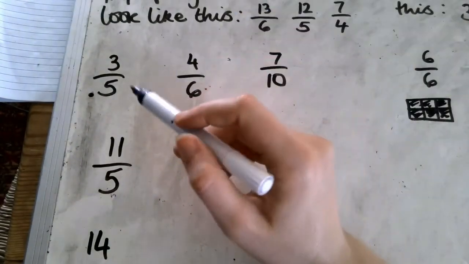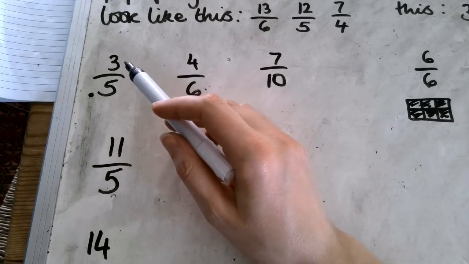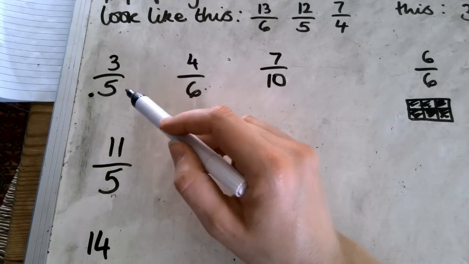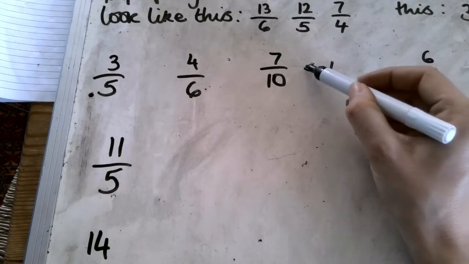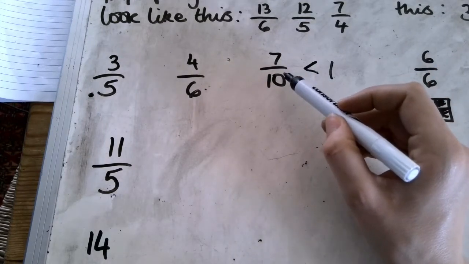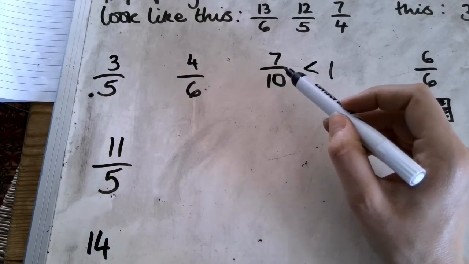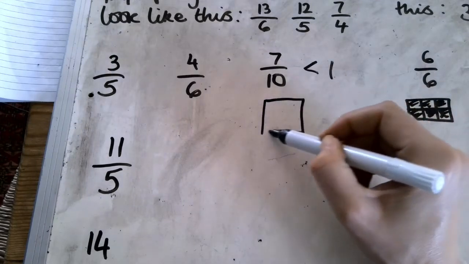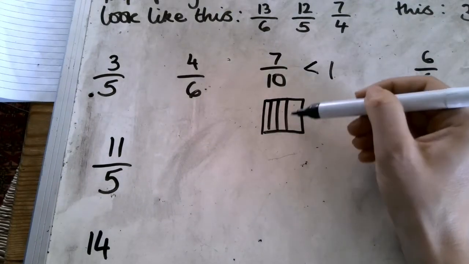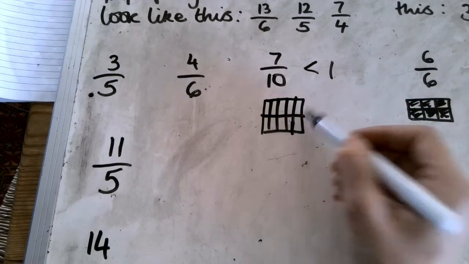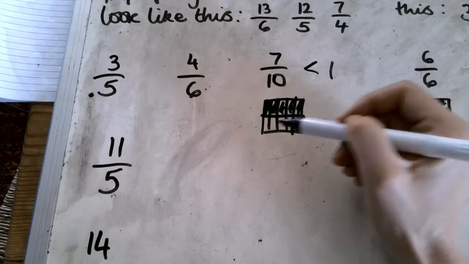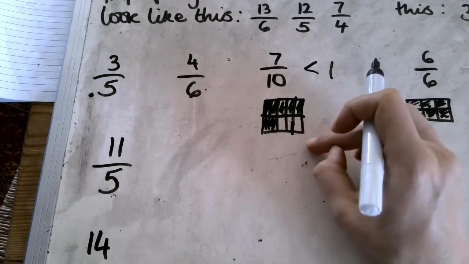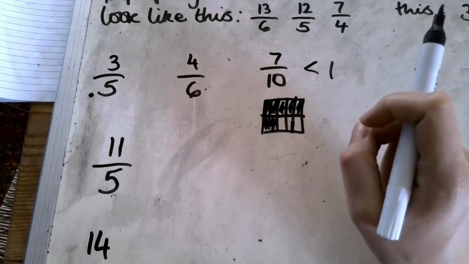Okay. Where the numerator, if we look over here, is smaller or lesser than the denominator, we have less than 1. Because we know that 10 tenths is one whole, and if we only have 7 tenths, we don't have the whole amount. If I was to draw that really quickly, 1, 2, 3, 4, 5, 10. If I was to colour in 7, 1, 2, 3, 4, 5, 6, 7, you can see I haven't coloured in the whole amount. We have less than 1.